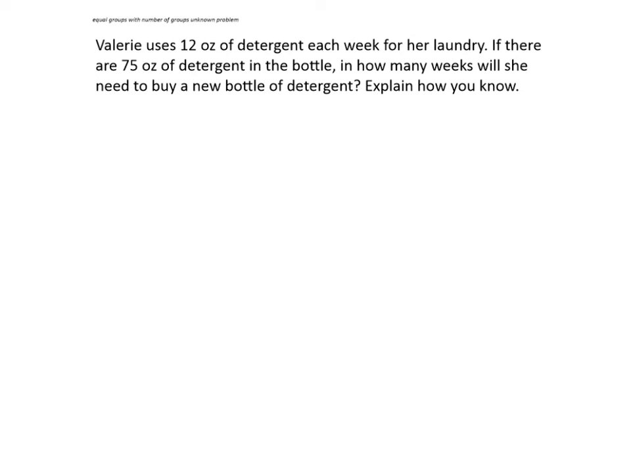Well, let's see. So she uses 12 ounces each week, and she has 75 ounces in the bottle. So we have 75 ounces, and she used 12 ounces each week. They want to know how many weeks. So our quotient is going to be how many weeks it takes to use up the entire detergent bottle. So we've got to divide 75 by 12. Go ahead and pause your video and do 75 divided by 12.